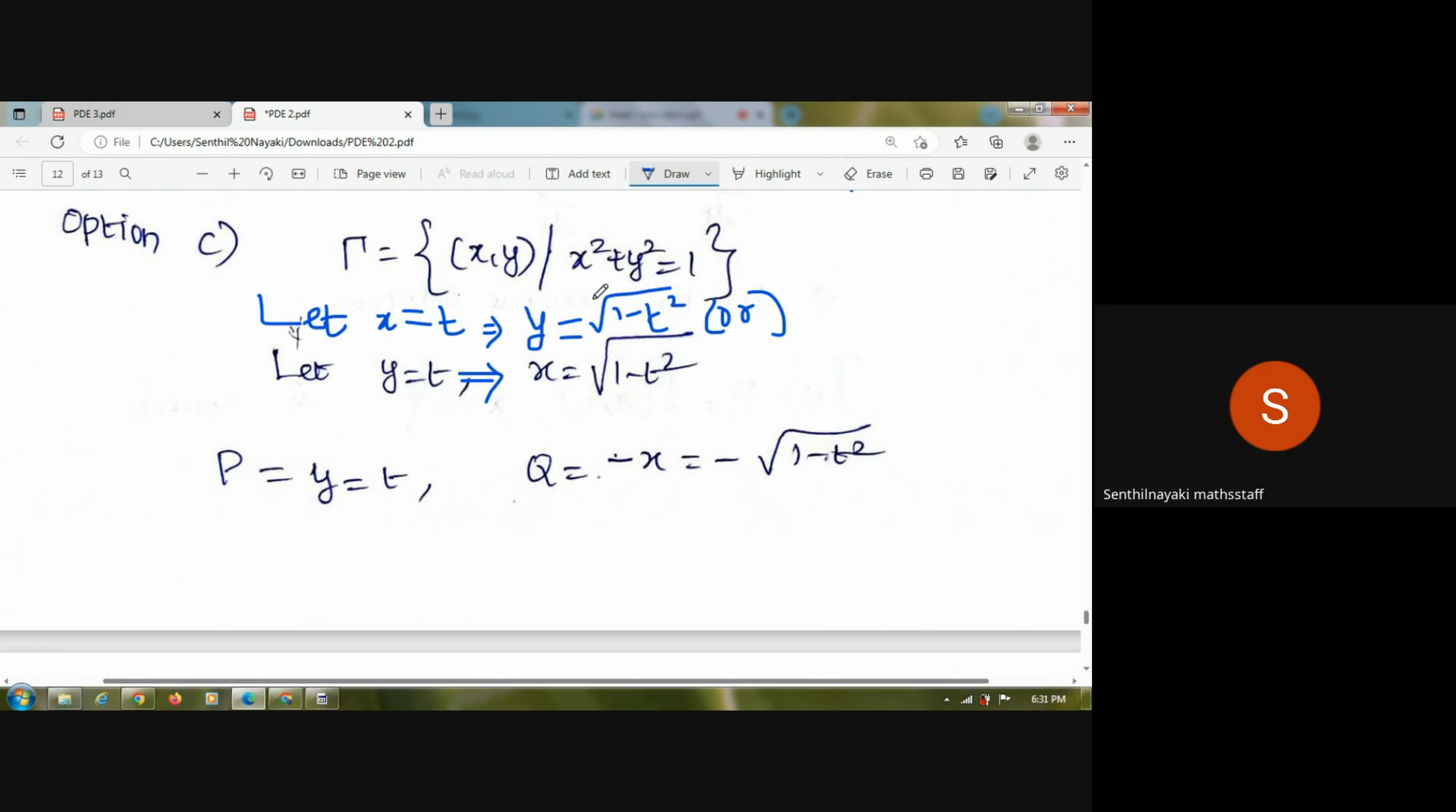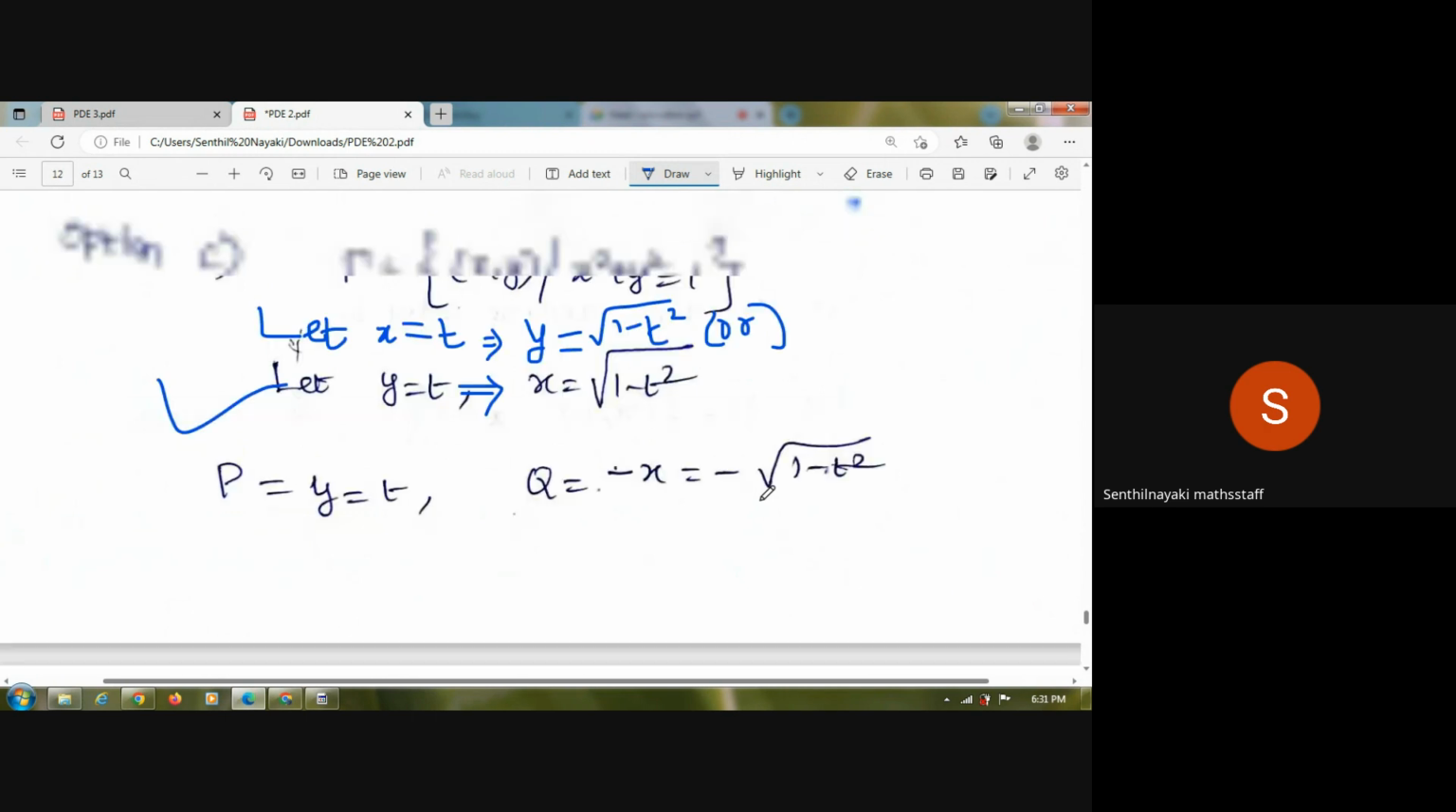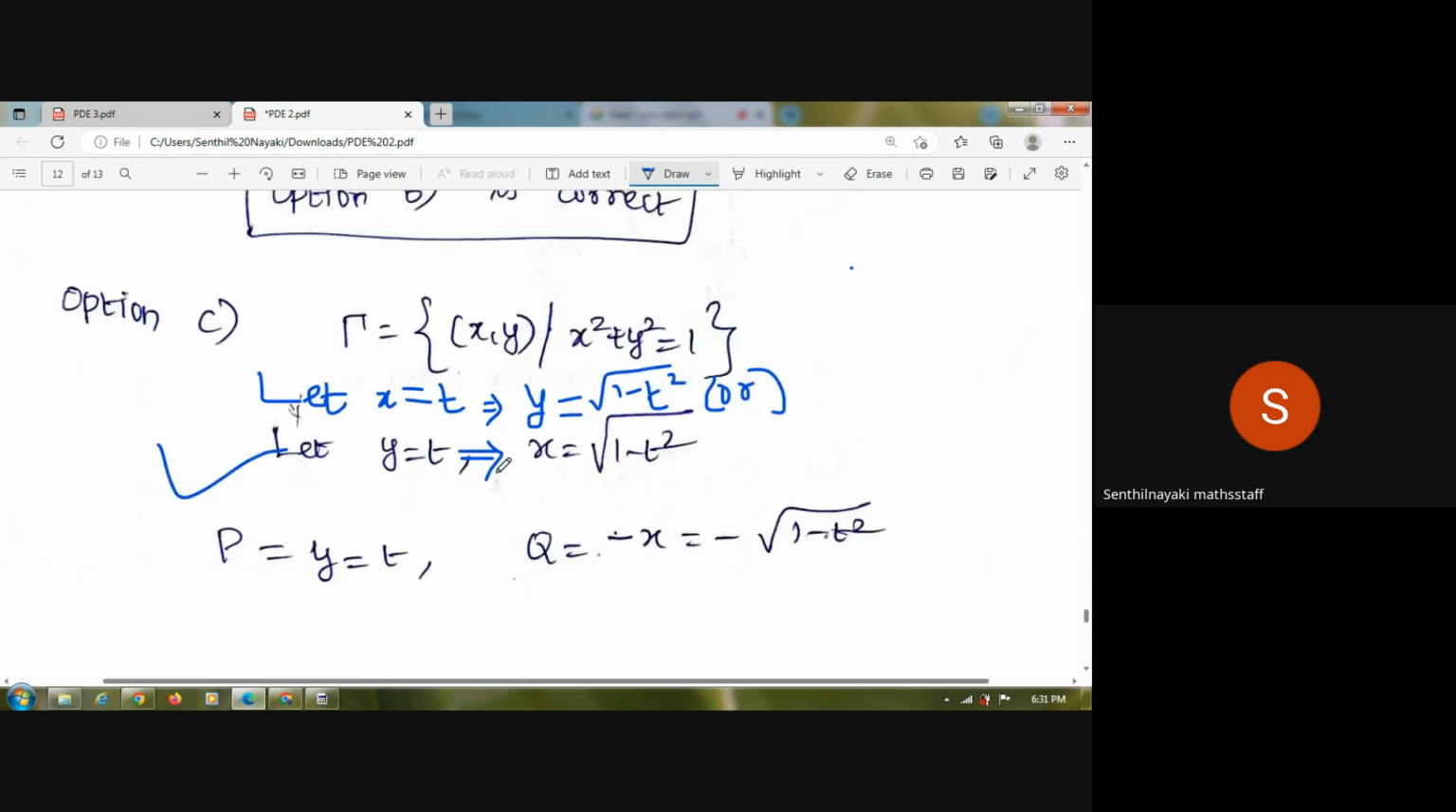Suppose if you assume the first relation, then you can get the value y equal to root of 1 minus t square. So here I am using this condition. You can check with the first one also. Then q is minus x, x value is minus root of 1 minus t square. So we get the value of x, y, p, q.